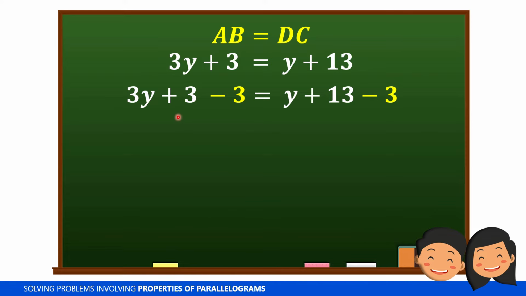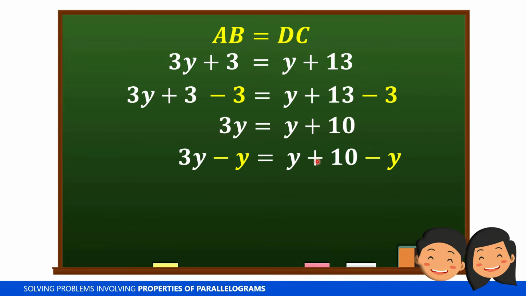On the left side, we just have to copy 3y because positive 3 minus 3 is equal to 0. On the right side, let's just copy y, and then 13 minus 3 is equal to 10. So our equation is 3y is equal to y plus 10. And again, we have to use addition property of equality. So let's add negative y to both sides of the equation.